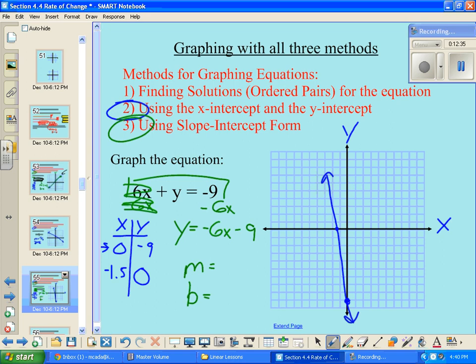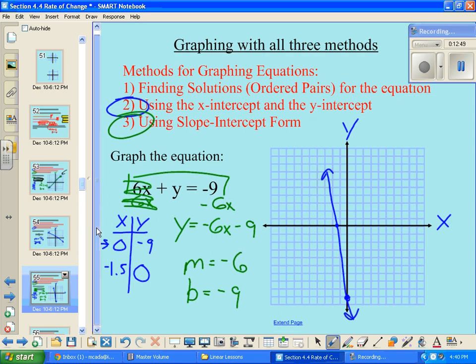When the equation is in slope-intercept form, I can pick off the two key numbers, the slope and the y-intercept. The slope is the number right in front of x, the coefficient of x, that's -6. The y-intercept is -9. So there are my two important pieces of information. My y-intercept of -9 means go down 9 on the y-axis. There's that point that we've used already before with the blue. And then the slope is -6.